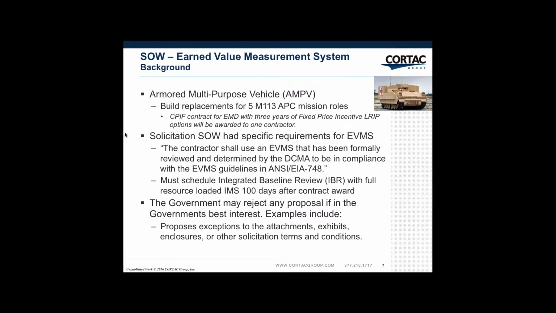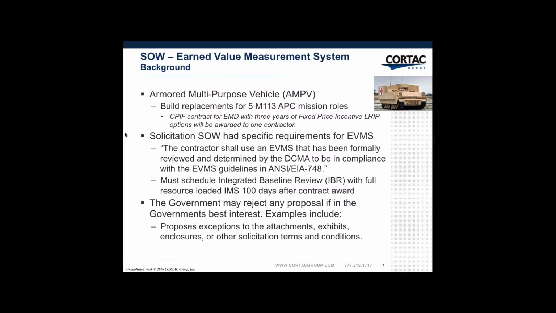This is one we find in the statement of work. Here we talk about earned value measurement systems. In this particular case, we have a program called the Armored Multipurpose Vehicle, a very recent procurement where the Army wanted to build replacements for 5 different variants of the armored personnel carrier, the M113. There was a CPIF contract for the EMD phase, as well as fixed price incentive LRIP options. Therefore, this is a fairly big procurement covering many, many years. The solicitation statement of work had specific requirements for EVMS. You found them right in there, and they applied to every single phase of the program.